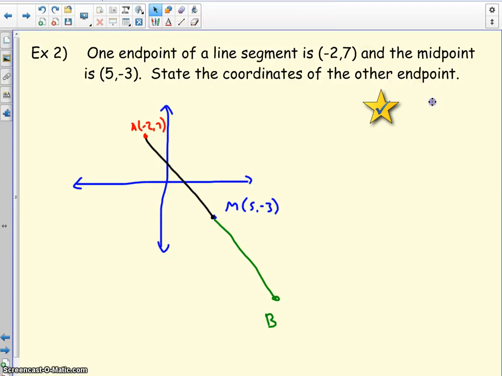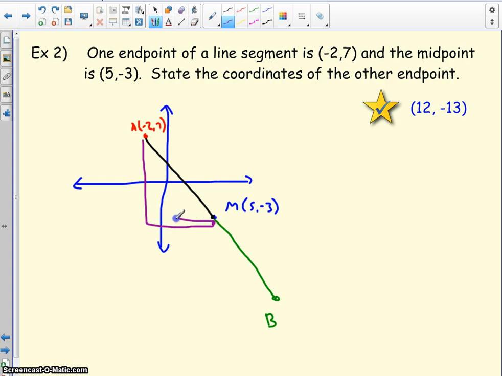Okay, so the other endpoint of this line segment is going to be at (12, -13). Now how do we go about doing it? So one way you can do it is from the sketch, actually just counting out the amount you've gone from the endpoint to the midpoint, then continuing on by that same amount to find the other endpoint. So what I mean is, going from A to the midpoint, my y value went from 7 to -3, so I've gone down 10. My x value has gone from -2 to 5, so that's going up 7.